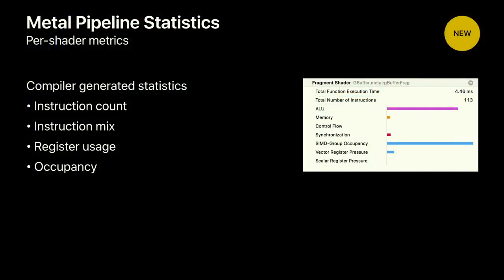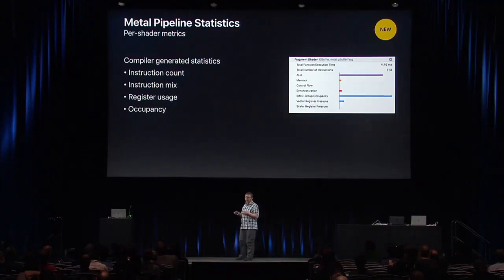It gives you a rich set of statistics with things such as instruction count and instruction mix, by which I mean the relative ratio of operations such as ALU or memory or control flow. And on GPUs where it's relevant, it'll also show you register usage and occupancy. For GPUs such as that, these measures are crucial in understanding the limitations on how many shader instances can be scheduled simultaneously.